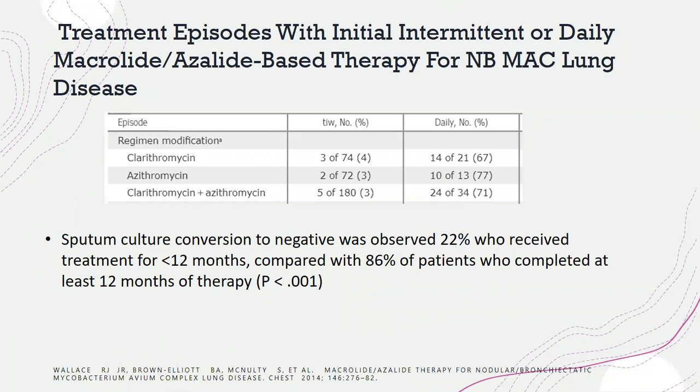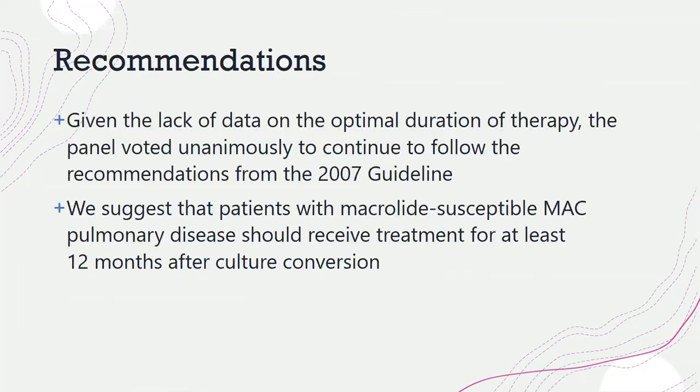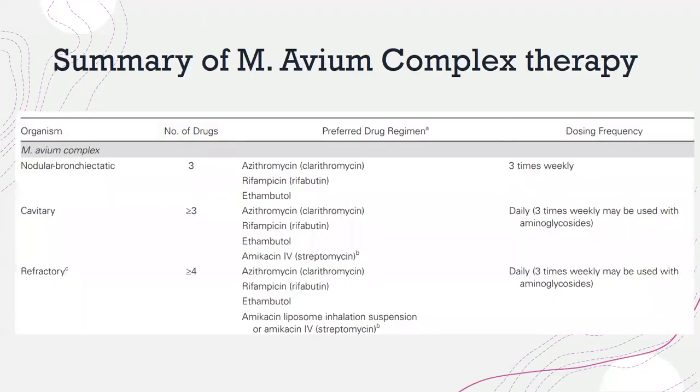In the arm that received less than 12 months of therapy, only 22% of those patients cleared their cultures versus 86% of patients who completed at least 12 months of therapy. And very simply, that's the reason why we recommend that you give these patients treatment for at least 12 months after culture conversion.